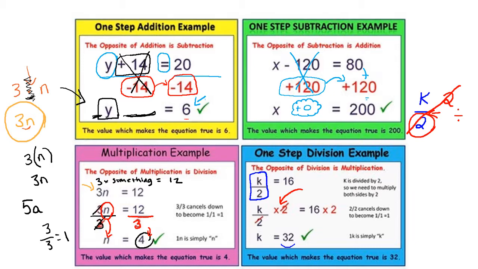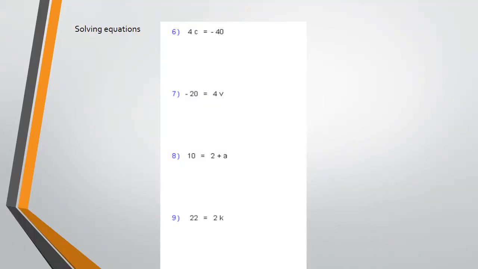And you can do that as long as what you do to one side, you also do to the other side. So if you multiply by 2 here, you need to multiply by 2 here. Okay, so 2 over 2 cancels out and all this stuff is gone. And you're left with 16 times 2 right here, which is 32. Okay, so let's try a couple of quick examples.